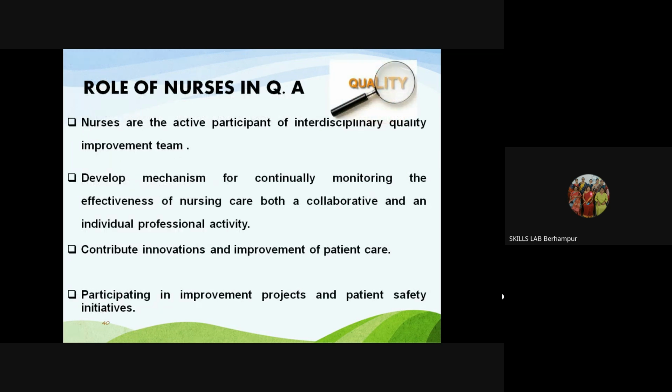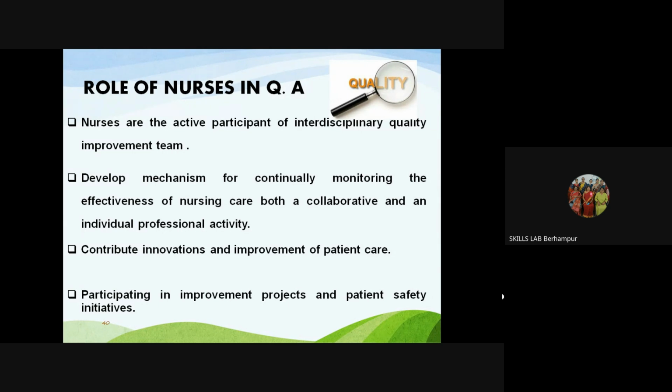Then the role of the nurse in quality assurance. What is the role of the nurse in quality assurance? You know that nurses are active participants in the interdisciplinary quality improvement team. Develop a mechanism for continually monitoring the effectiveness of nursing care, both as a collaborative and an individual professional activity. Contribute innovations and improvement of patient care, and participate in improvement projects and patient safety initiatives.